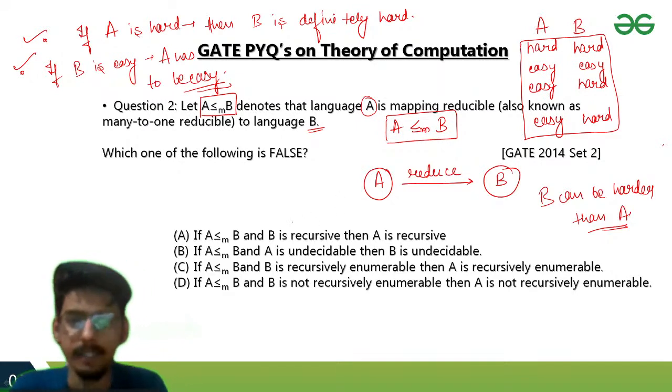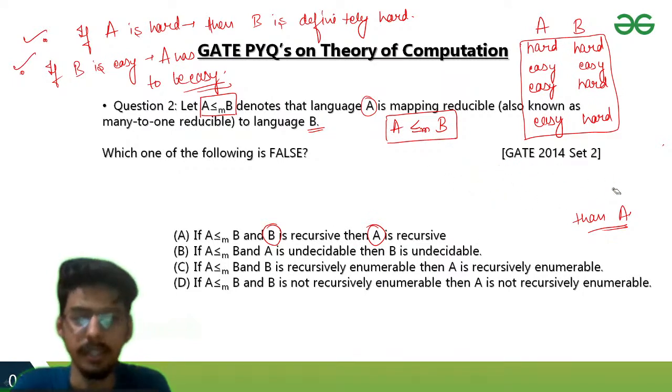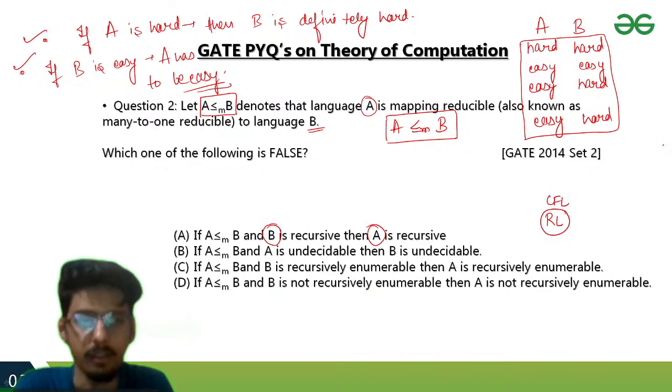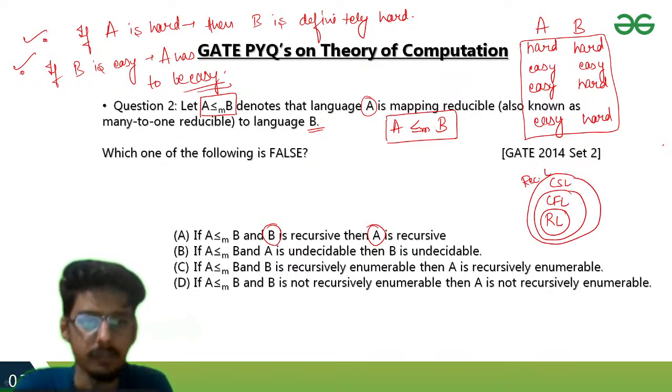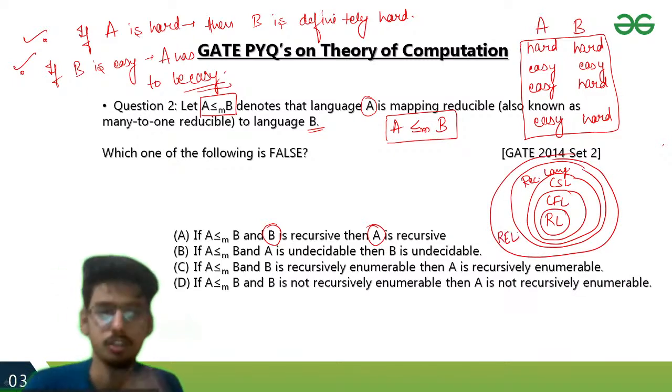This option says that if B is recursive, then A is also recursive, and I think this is correct. Why? Let me just draw the Chomsky hierarchy. You have regular languages, then CFL, then CSL, then recursive languages, and then recursively enumerable languages. This is the Chomsky hierarchy.